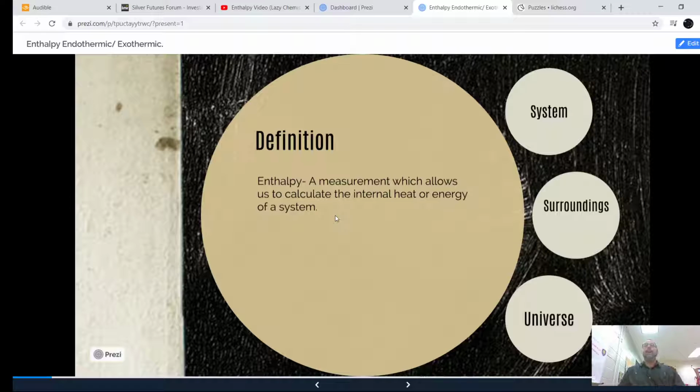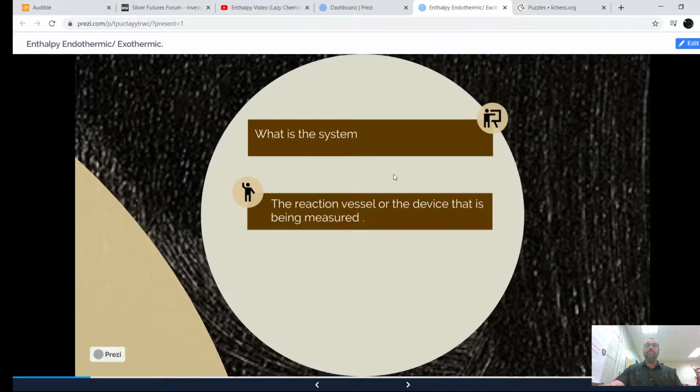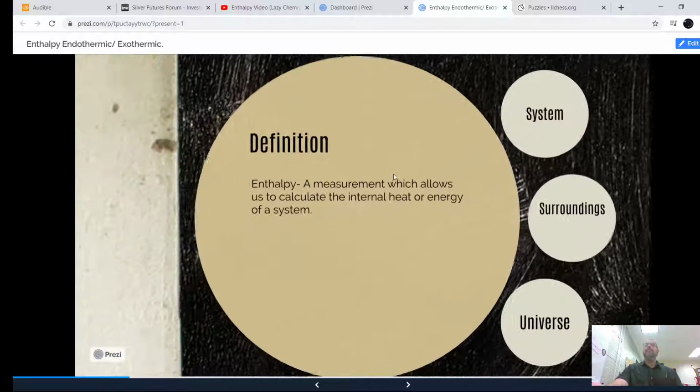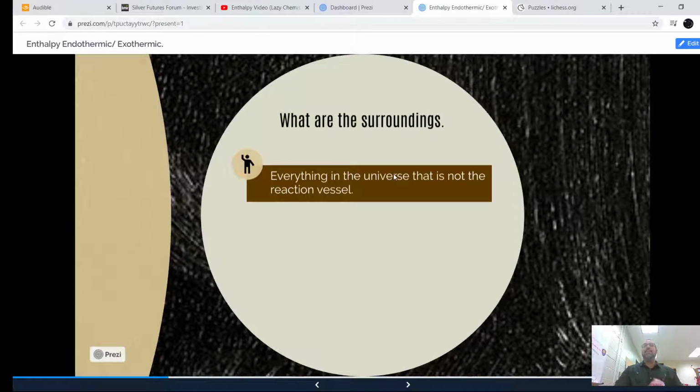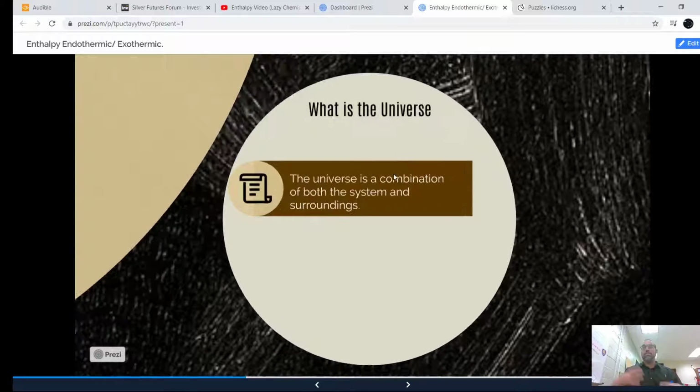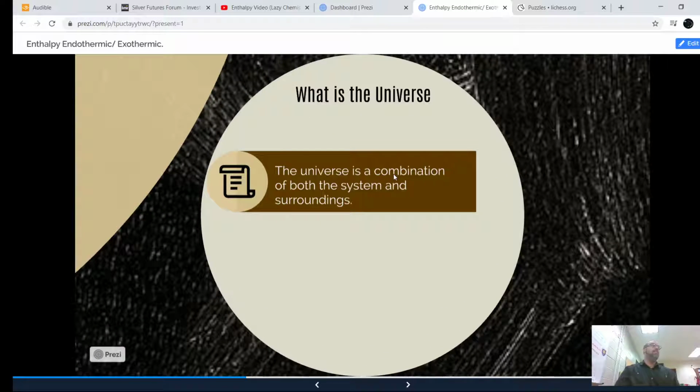Okay? And there are a couple of things that we're going to want to keep in mind in terms of enthalpy as we move through it. That's going to be the system. The system is whatever reaction vessel is being measured or monitored, so that's usually your experiment. Then we're going to have the surroundings, and that's going to be everything else. And then the universe is going to be the last thing, and that's going to be both system and surroundings.